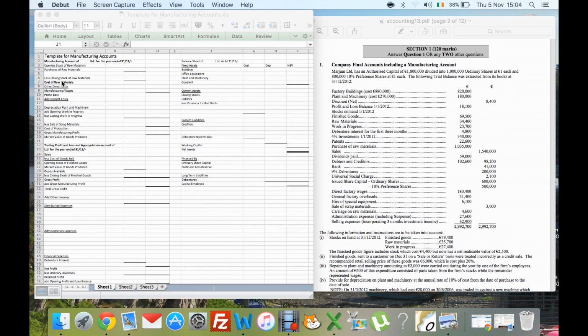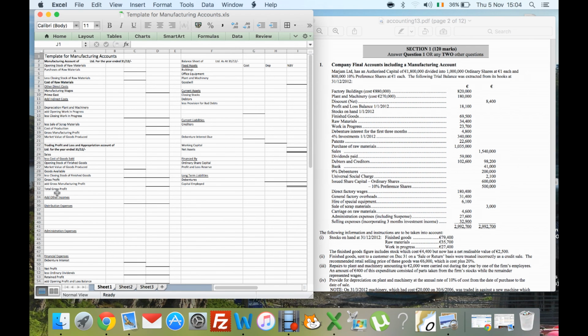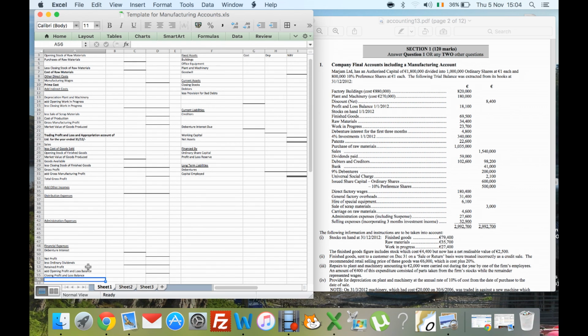So you've got your manufacturing account, which has direct costs, mainly materials and then wages, and then your indirect costs, leading to the market value of the goods that you produce. Then you've got your normal trading profit and loss down to gross profit. Other incomes, distribution expenses, administration, financial. So there are your three different types of expenses. And then underneath that, you're going to have your dividends and your retained profit.